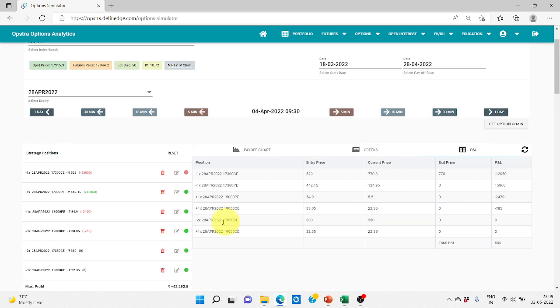Now the position that we have is 17,850, which is actually in the money, and 17,300 put, which is out of the money. Now if market goes back below 17,850, we are safe, or else we might have to do more further adjustments.